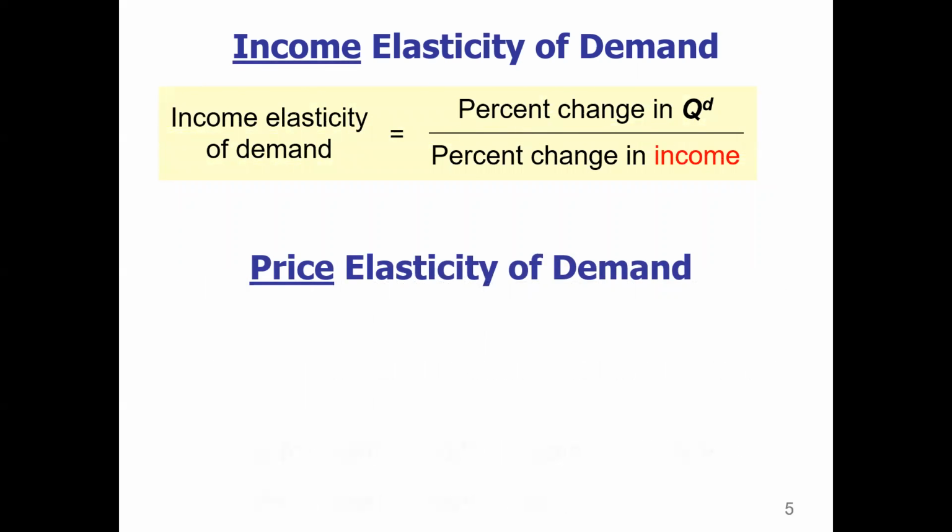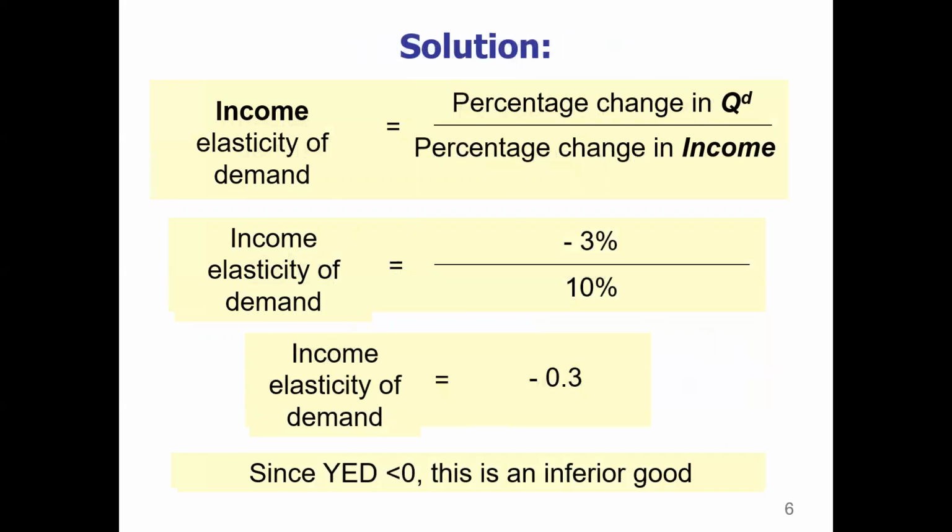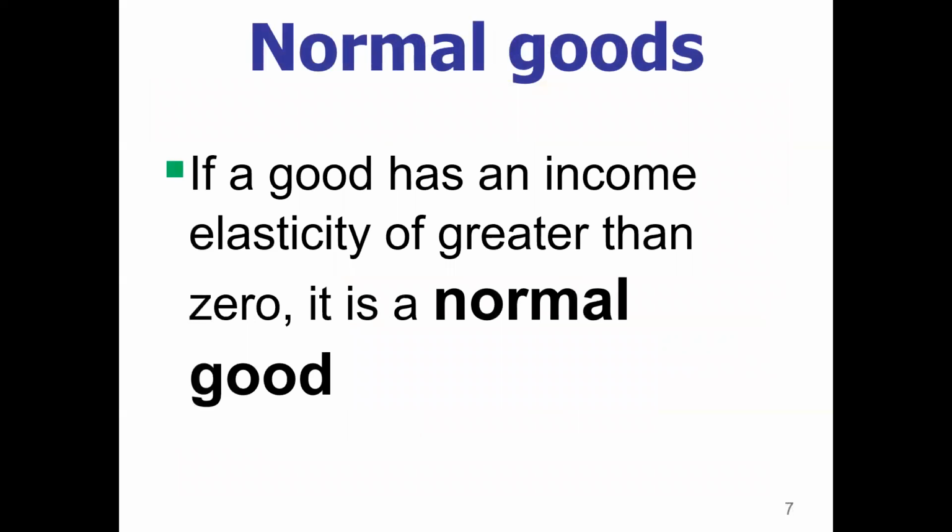We've got the formulas for calculating these then. Let's not confuse them. Income elasticity of demand is the percent change in quantity demanded divided by the percentage change in income. And price elasticity of demand is the percent change in quantity demanded divided by the percent change in price.